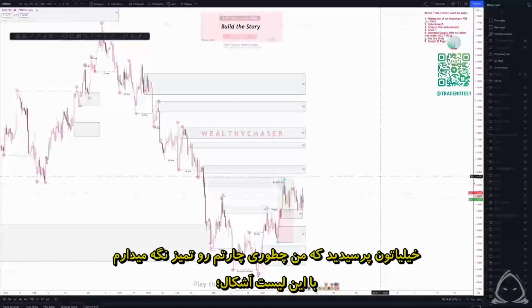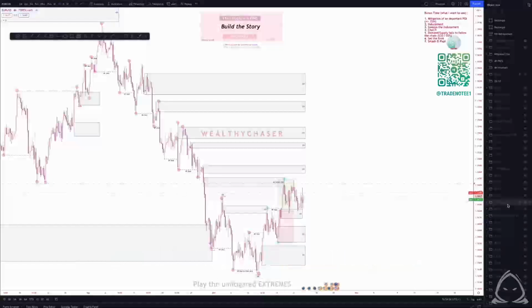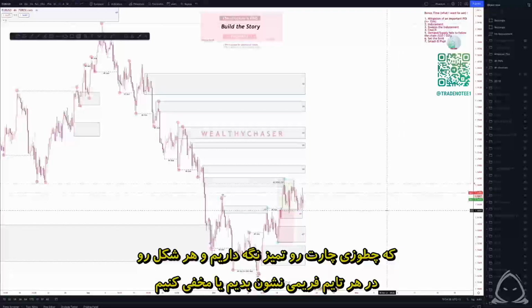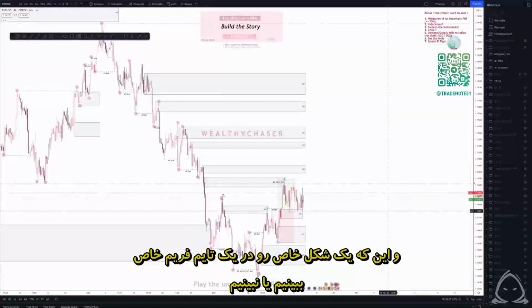Many of you asked how I organize my charts after seeing this object tree here on the right. I am going to show you how I do it to keep my charts clean and to make the drawings visible or hidden in any time frame, every time I want to see or not see those specific drawings.